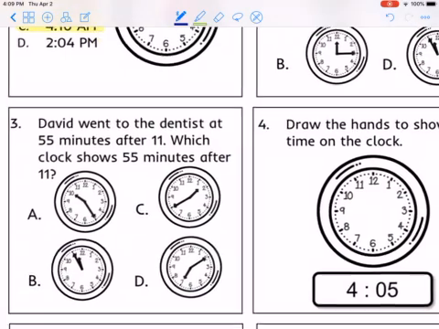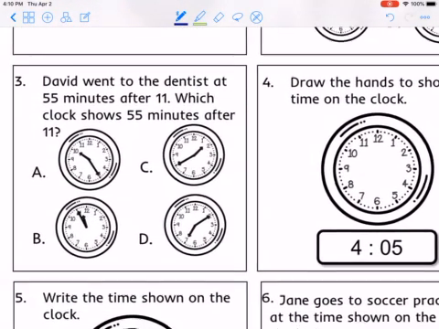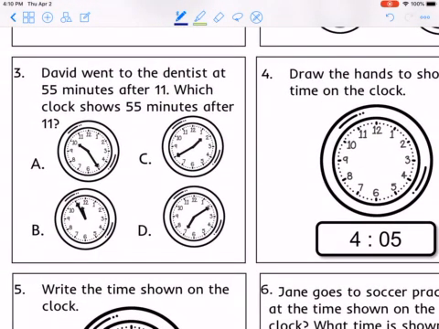This last one we can talk about. David went to the dentist at 55 minutes after 11. So which clock shows 55 minutes after 11? And then we're going to say if it's a.m. or p.m. So let's find the clock that has 55 minutes after 11. So really that time we're looking for is 11:55, because that would be 55 minutes after the 11 o'clock hour.